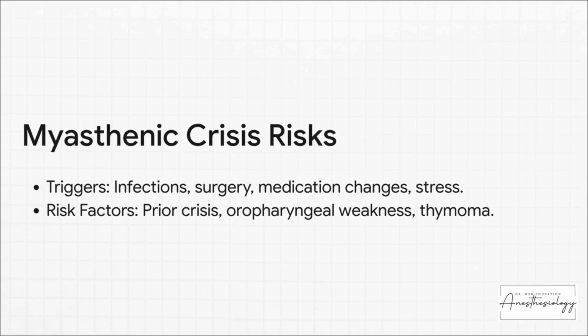Recognizing the triggers for a myasthenic crisis is really key to preventing it. Surgery itself is a huge trigger, along with things like respiratory infections and changes in medication. You should be especially wary with patients who have a history of a previous crisis, severe oropharyngeal weakness, or the presence of a thymoma. They're at the highest risk for this kind of life-threatening complication.